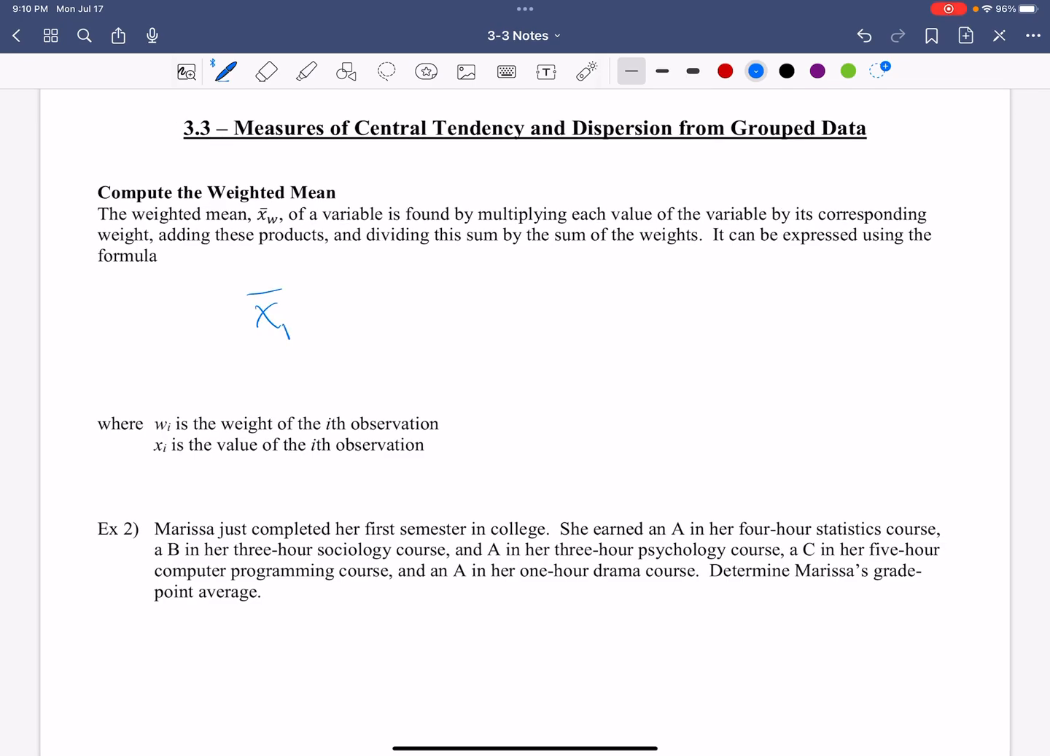So X bar sub w is equal to the sum, which we know is sigma, of the weight times the data value, divided by the sum of the weights. All right. And it even tells you where w_i is the weight and x_i is the value. All right. Okay. So let's do an example, right?